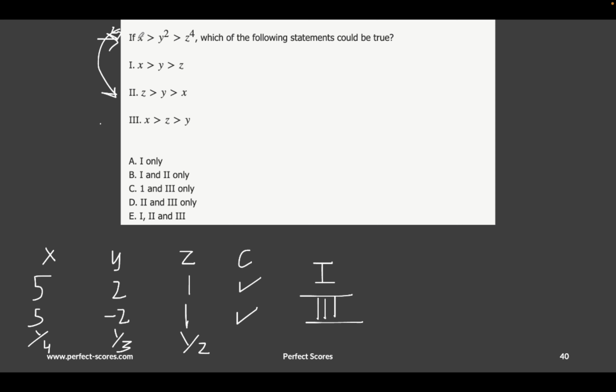So is the condition satisfied? Is x, which is 1 by 4, greater than y square, which is 1 by 9, greater than z to the power 4, which is 1 by 16? Yes, that is true. And that also makes condition 2 to be true, which means all 3 conditions are satisfied, and the answer is option E.